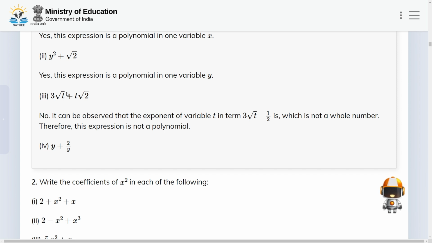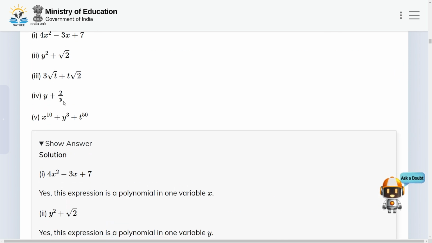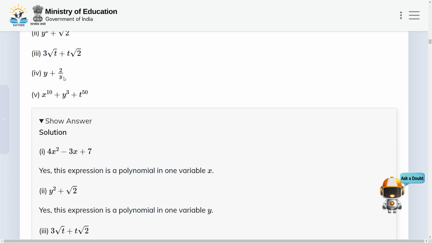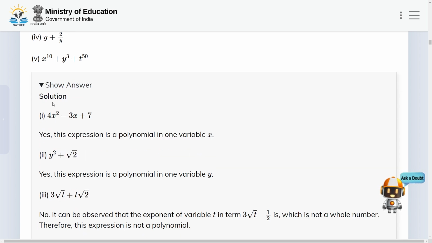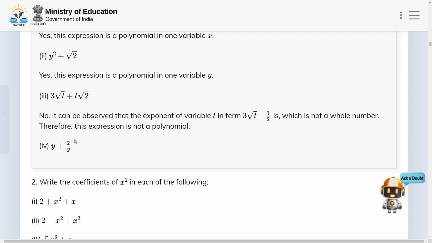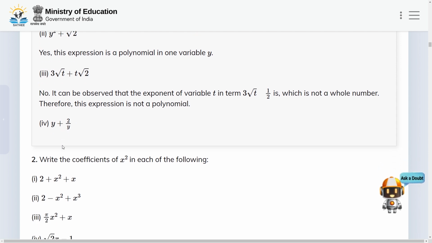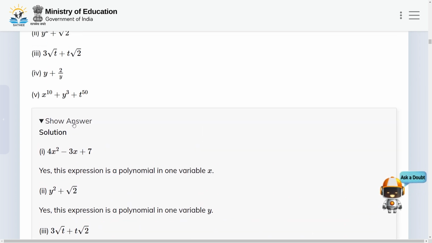Now let us see the fourth one. Here we have y plus 2 by y. This expression is also not a polynomial, since you can write y plus 2 times y to the power minus 1, and here the exponent of variable y is minus 1, which is not a whole number. Therefore y plus 2 by y is not a polynomial.